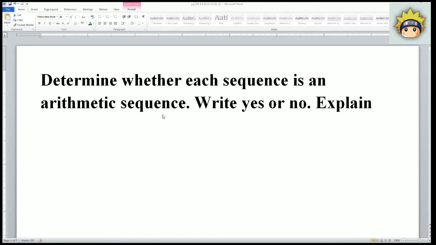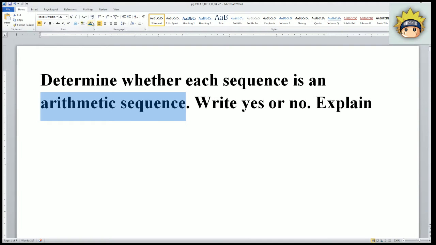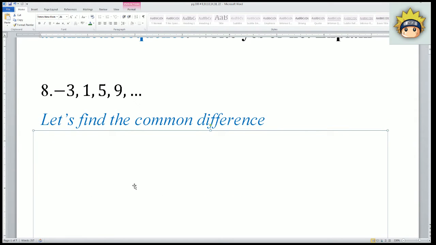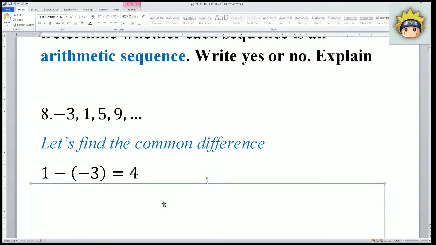For a sequence to be an arithmetic sequence, it has to have a repeating pattern that is the same. So the common difference between each element in the sequence has to be the same value. Okay, we're going to see this: -3, 1, 5, and 9. Let's find the common difference.